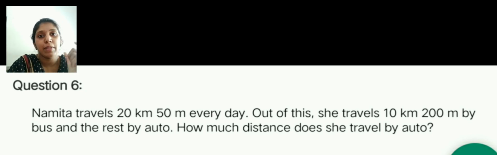From the total distance we have to subtract the distance traveled by bus, so that we get the distance traveled by auto. Question clear? Let's move into the solution.